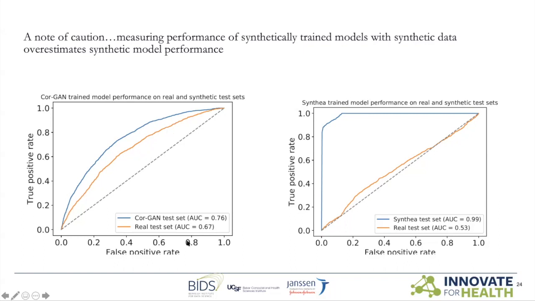So for CorGAN, this isn't quite as dramatic. For a model trained on synthetic data from CorGAN and tested on CorGAN in blue and the real test set in orange, you get a differential of about 0.9 in AUC. However, for Synthea, training a model on synthetic data widely overestimates the AUC for these synthetic data sets. So it is something to keep in mind that, depending on the particular synthetic data generator, whatever AUC you get by evaluating a synthetically trained model on a synthetic data set may be slightly, if not wildly, inflated.